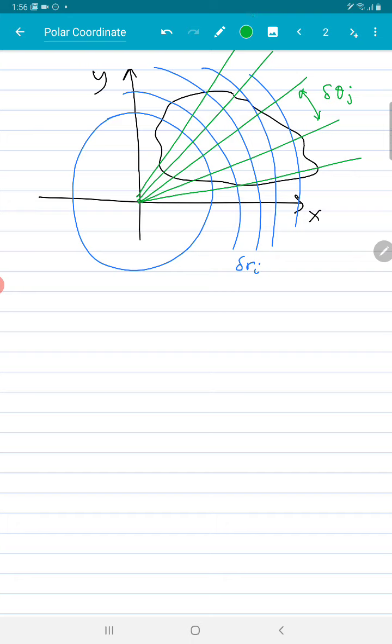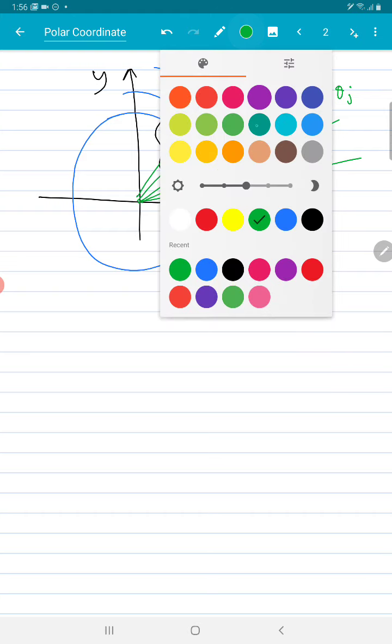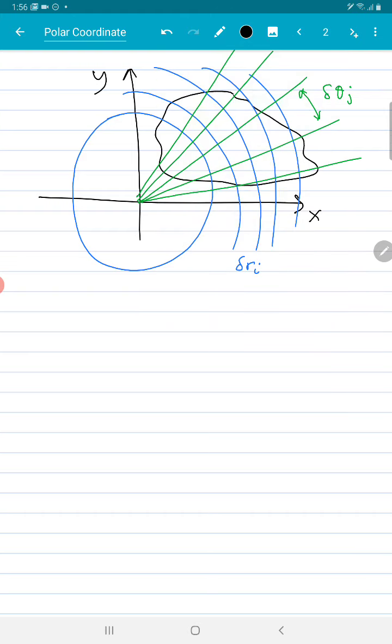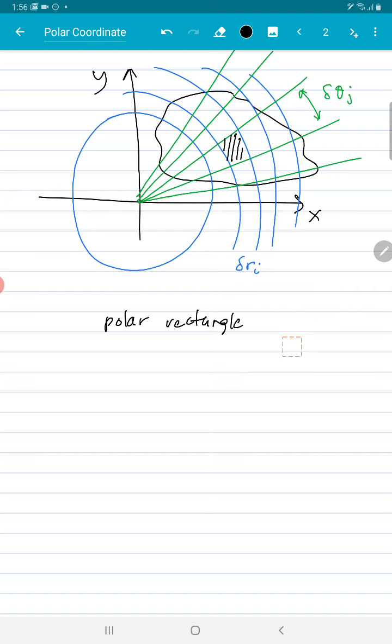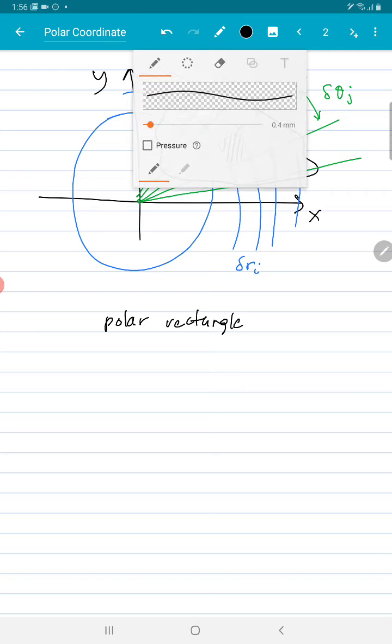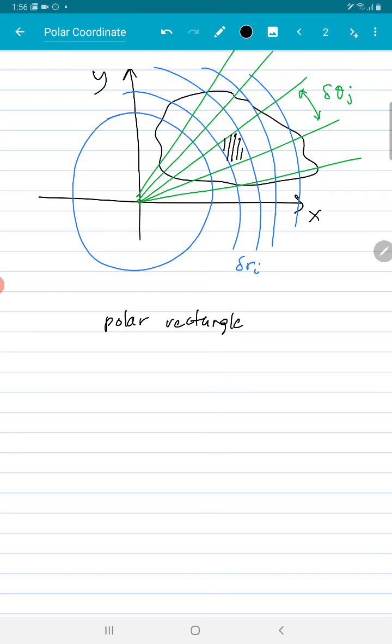And then the next step is to get the area of one wedge. Well, this is called a polar rectangle, but it's not really a rectangle, but we call it polar rectangle, not regular rectangle, or we can call it wedge. All right, so the task now is to find the area of that one polar rectangle.